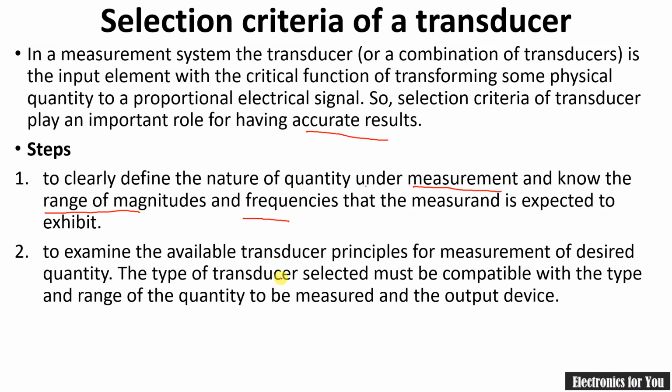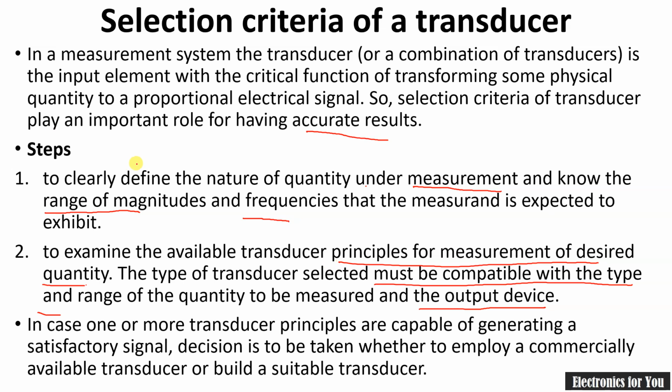The next step is to examine available transducer principles for the measurement of the desired quantity, and further the type of transducer selected must be compatible with the type and range of the quantity to be measured and the output device. So we must select the measurement principle, and further it should be compatible with the output device. So these are the two steps for the selection criteria.